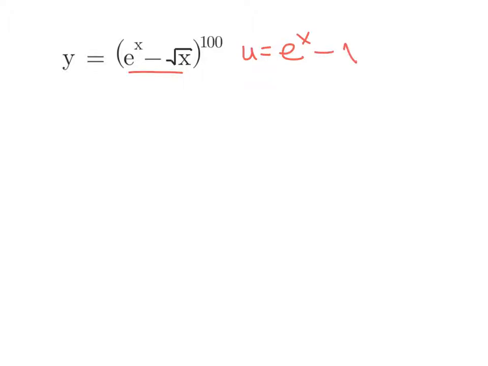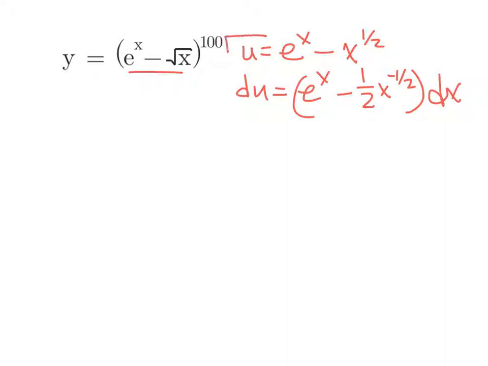I'll write as x to the 1/2. It makes finding the differential a little bit easier to do. The differential of u is going to be e to the x dx minus 1/2 x to the negative 1/2 dx. Since both terms have a dx in it, of course I'm going to factor that dx off to the side.